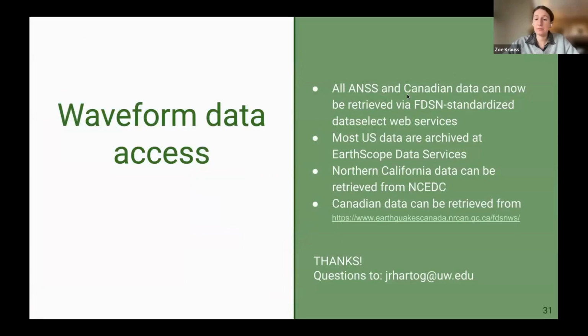For accessing that waveform data, it can be retrieved via the FDSN standardized web services, also archived at EarthScope. Northern California data can be retrieved directly from the NCEDC, and Canadian data can also be retrieved from NRCan. So that is all I have for slides.